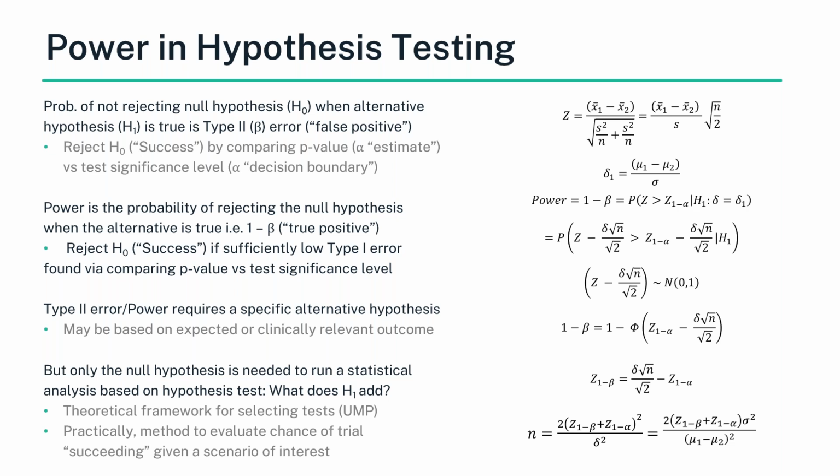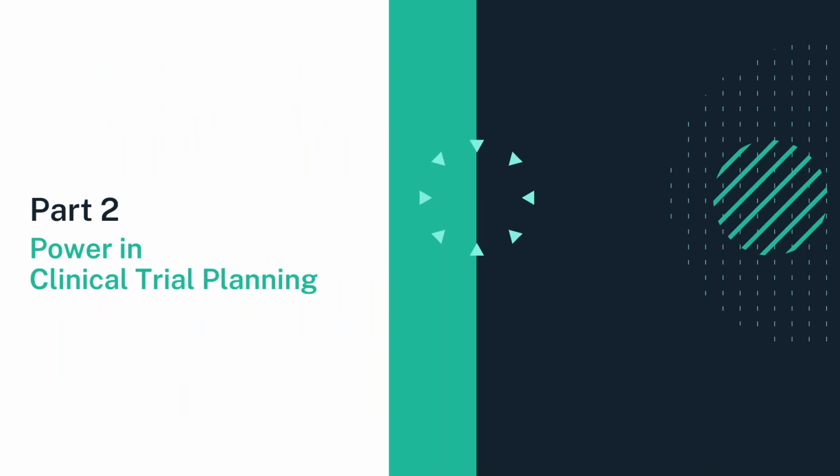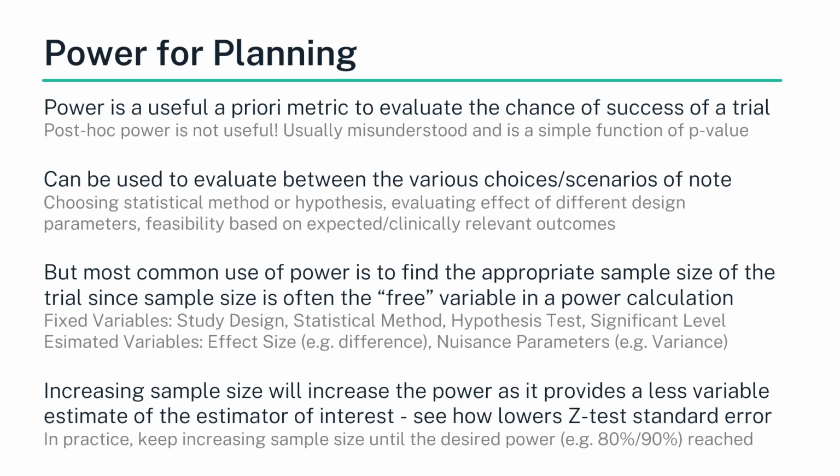So what is H1 adding? Well, basically it adds a lot on the theory side if you're going to go into the Neyman-Pearson side and uniformly most powerful tests. But in practice, what it's really valuable for is allowing us to evaluate the chance of our trial succeeding, given our willingness to create a hypothetical scenario in terms of what we're going to do: our statistical test, our design, our success criterion, and then all the other choices we could make. And then, as I said, one choice, which is usually free, is how big do we want our study to be? So when we talk about power in the context of clinical trial planning, power is this really useful metric for planning a trial.